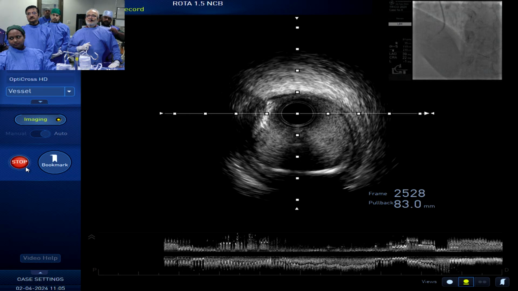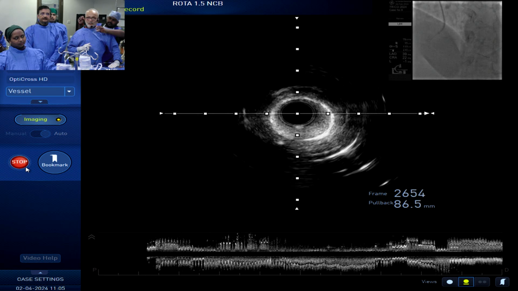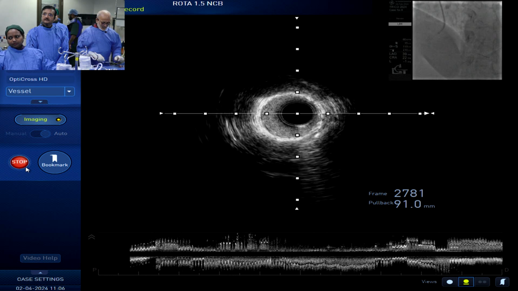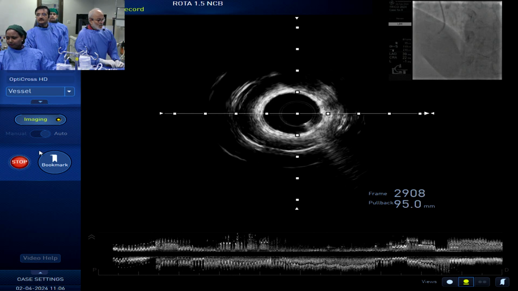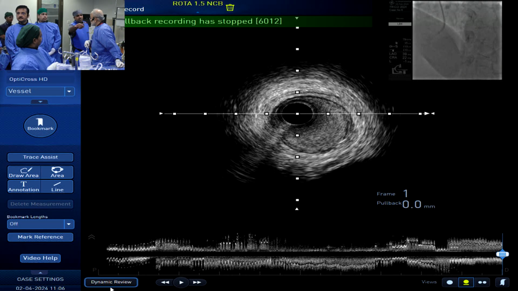But if the calcium is very thick, we can identify another shadow from the surface calcium, right? So if you find some such findings, yes, please stop. Yeah, we can speculate it is very thick calcium, right? Yes.